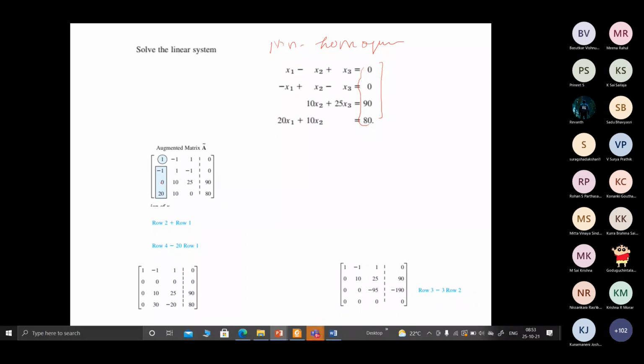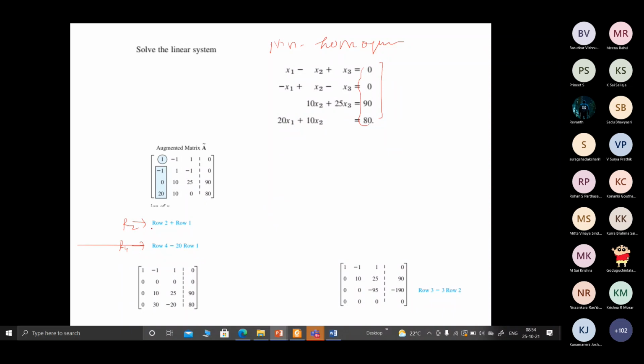Anyway, third row, first entry is 0, so no work. So I have to manipulate the second row and the fourth row. What will happen? R2 is R2 plus R1, and R4 is R4 minus 20 R1, because I multiply this by 20 and do it. So this is what you get. You can check.